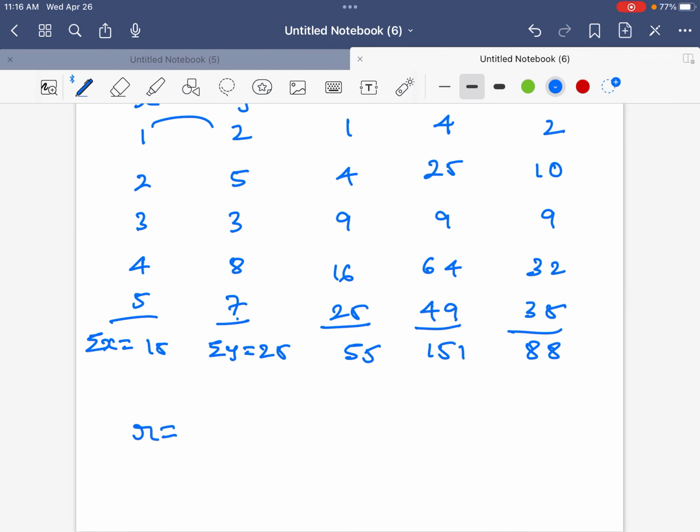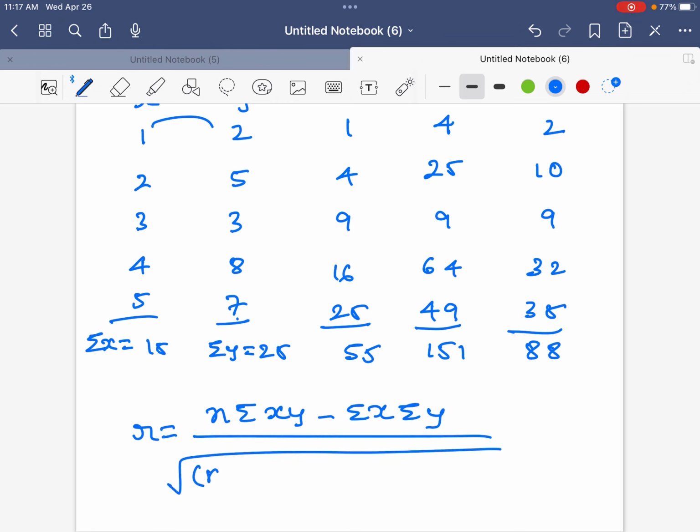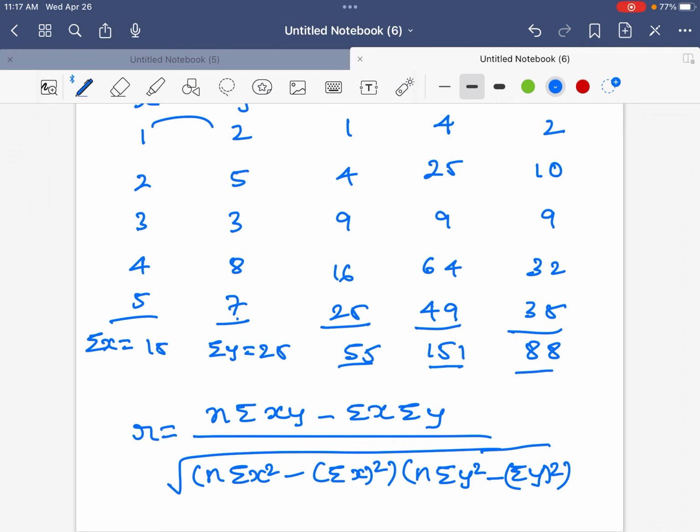Now we have taken the alternate formula for finding r, that is n into summation xy minus summation x into summation y divided by square root of n into summation x square minus summation x whole square, and in the same way n into summation y square minus summation y whole square. So if I substitute the values, summation xy, summation x square, summation y, summation x, and all these values, on substitution and simplifying gives you the same result as the previous one, which is 0.806.